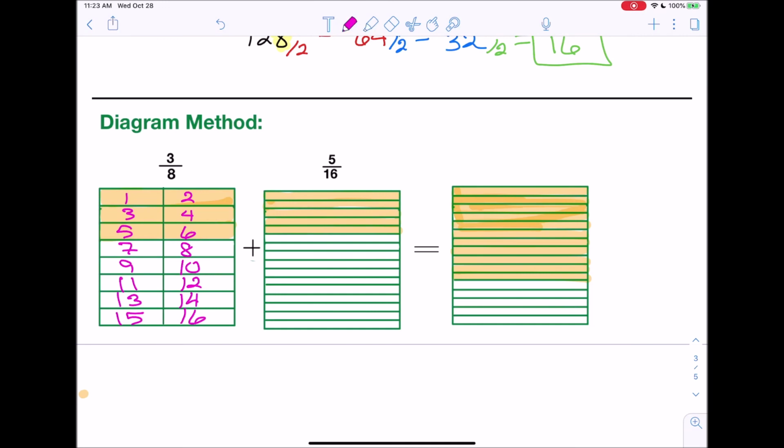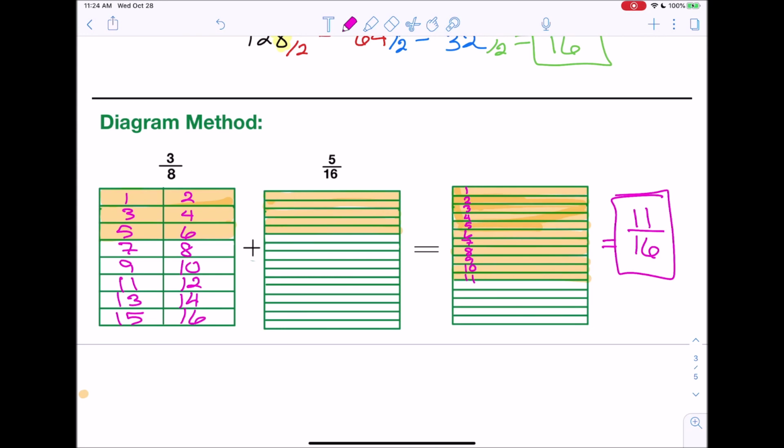Now all I have to do is count how many parts are colored in. And we have 1, 2, 3, 4, 5, 6, 7, 8, 9, 10, 11. And that means that our answer is 11 of our parts are colored in out of 16. So our answer is 11/16. Okay, so that was the diagram method.